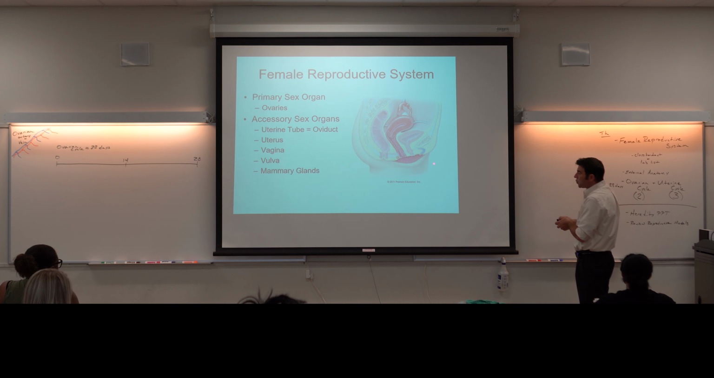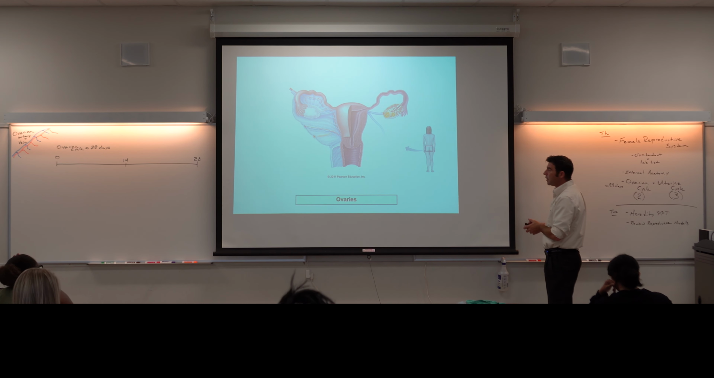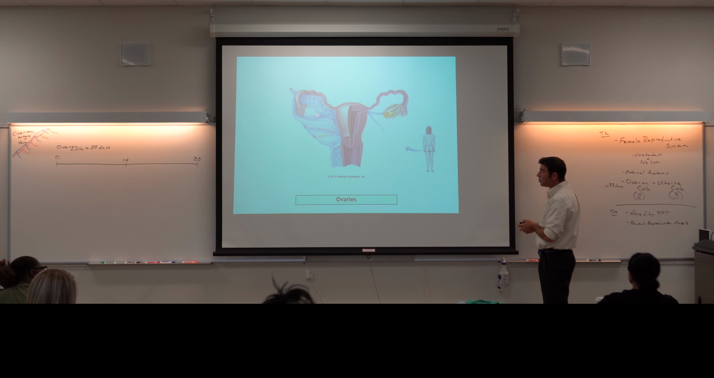The outside structures that I'm about to point to are collectively called the vulva. This is the external female genitalia. We'll see the vulva as well as mammary glands. And this slide takes us immediately to internal structures. We're starting with the ovary, at least to point out.